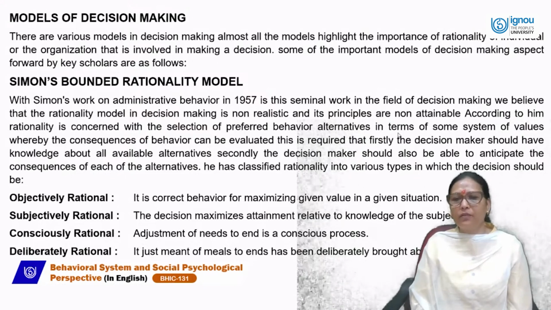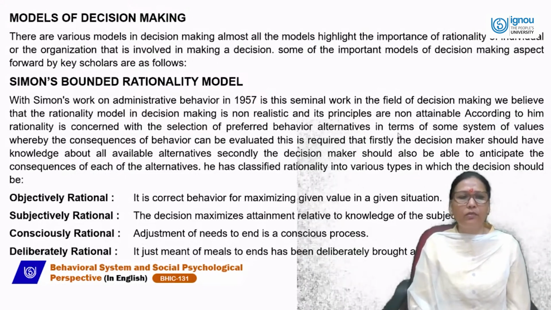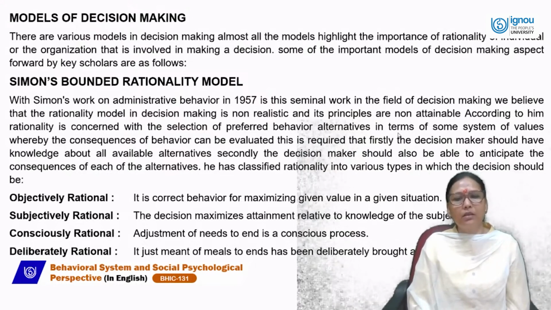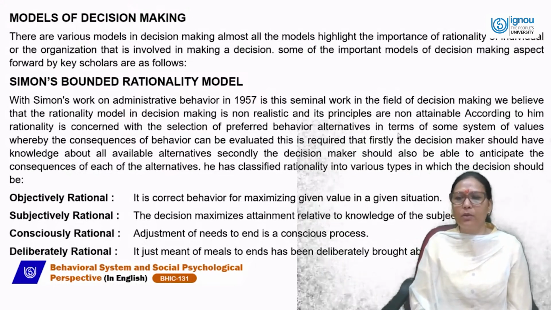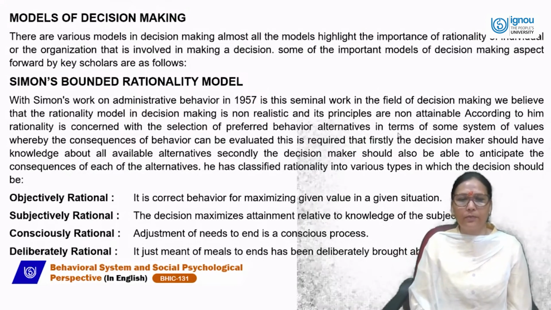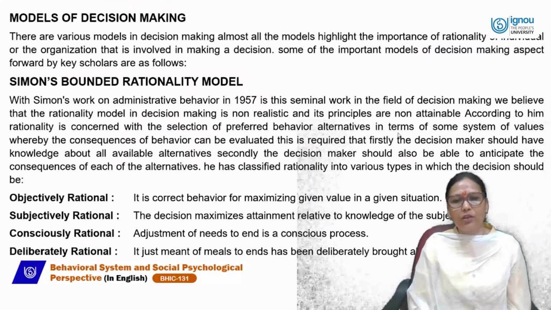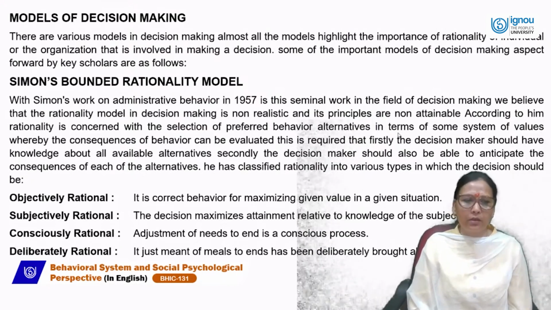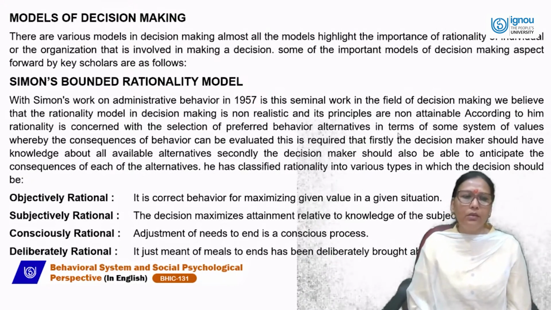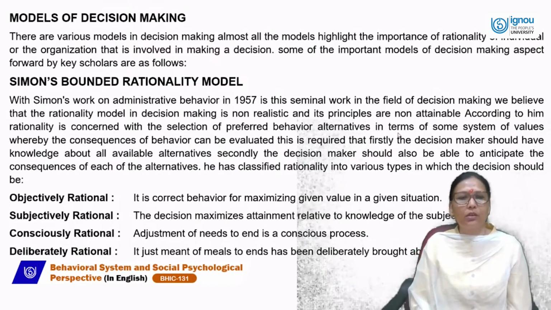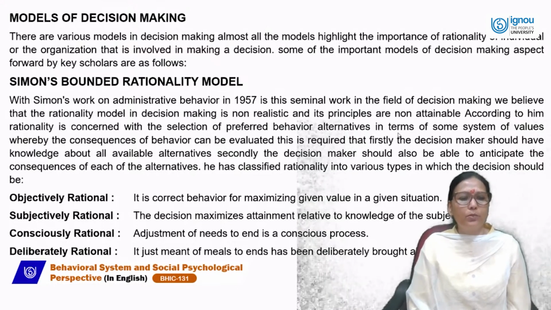This requires, firstly, that the decision maker should have knowledge about all the available alternatives. Secondly, the decision maker should also be able to anticipate the consequences of each of the alternatives. He has classified rationality into various types in which decisions should be taken. Now, by Simon, there were four types actually in the rational model. One was the objectively rational.